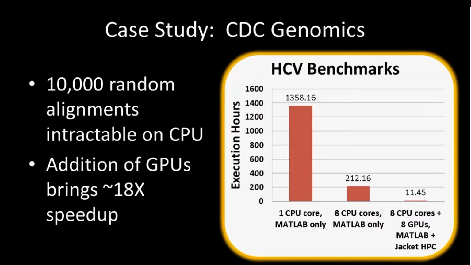These 10,000 random alignments were intractable on a CPU. It was something that was going to take months, if not years, to compute. As you can see there, 1,358 hours for one core, MATLAB only. That was the time it was, if you could actually run the computer that long without some sort of interruption, that's how long it would have taken.